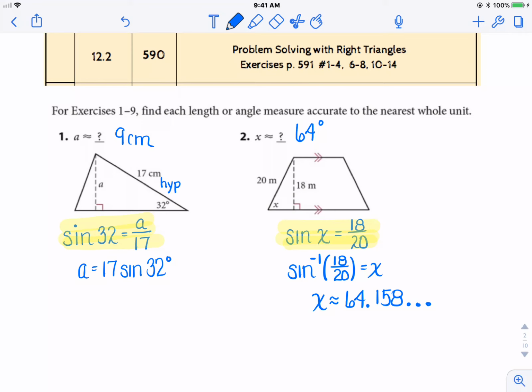So from the 32-degree angle, that would be hypotenuse, and the side A over here would be opposite, which is why I chose sine as my ratio to involve those two if my reference angle here at 32 degrees, where I'm checking everything from. In number 2, my reference angle here at x, then I have my opposite as 18 and my hypotenuse is 20, which is why sine was chosen. And then they did suggest that you round to the nearest whole unit.